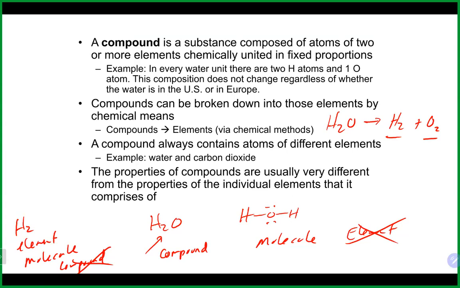Every compound would be a molecule because it has at least two or more atoms. Now every element could be a molecule, but not a compound ever, because they have to be the same to be an element. So other questions on that?